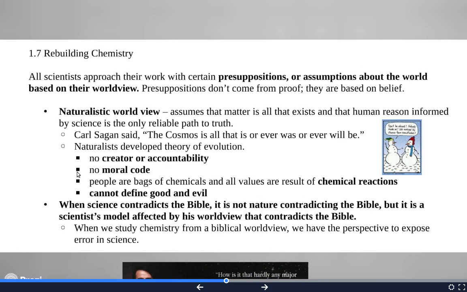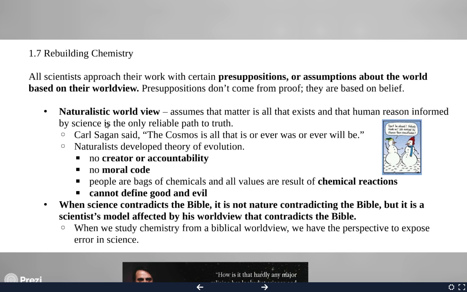Next, we have rebuilding chemistry. All scientists approach their work with presuppositions or assumptions about the world based on their worldview. So we have a worldview, how we look at things, and that makes us assume something, and we are assuming things without any proof necessarily.